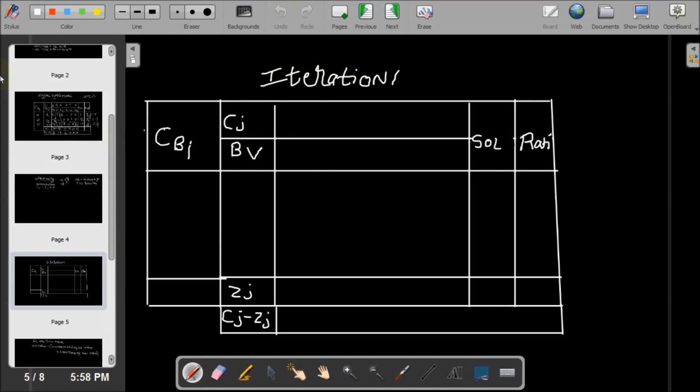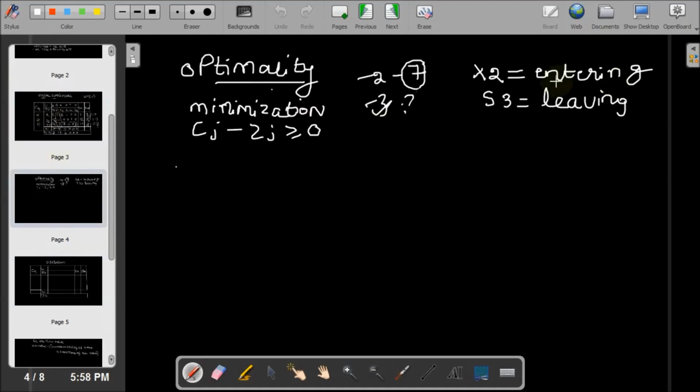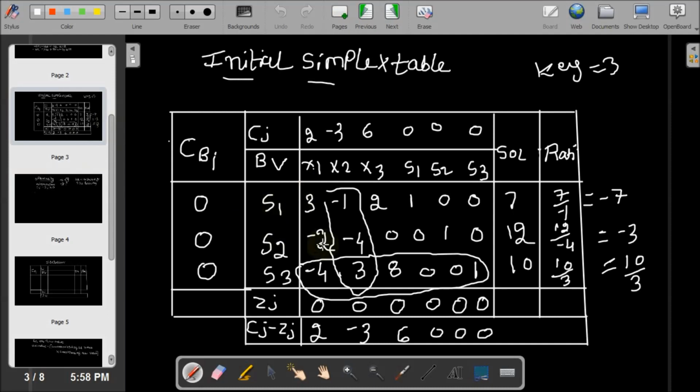Here you can see one more important thing. Here x2 is the entering variable, s3 is the leaving variable. Why is it like that? You can see here, I found the key row in s3. That's why s3 will leave here. So where did I find the key column? x2. That's why x2 is the entering variable, s3 is the leaving variable.